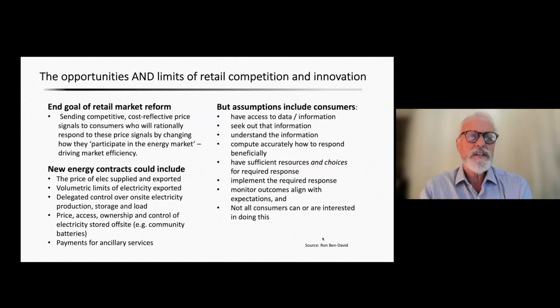So let me just say briefly, retail competition is extensive.